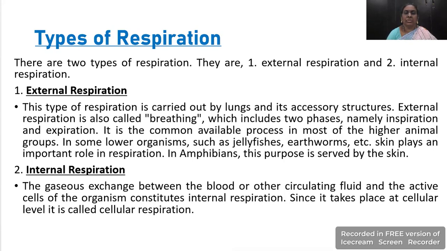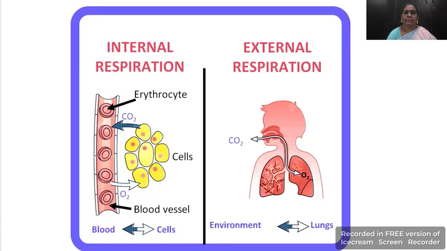The second type of respiration is called internal respiration. Here the gaseous exchange between the blood and the other circulating fluid takes place, hence it is called internal respiration. It is the level where cellular respiration is involved. It takes place between the cells as well as the blood cells, where there is gaseous exchange between the different parts of the body. Whereas external respiration is just taking the oxygen from the environment into the lungs for the purpose of breathing.